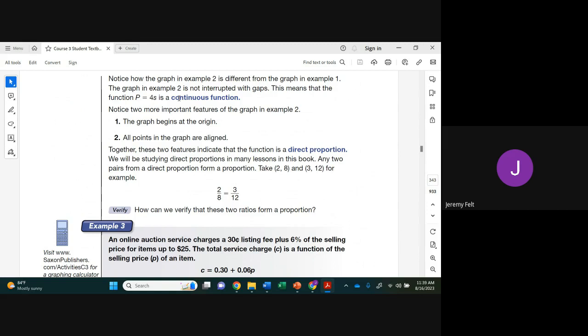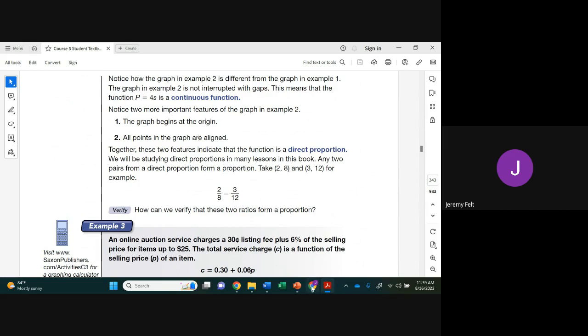The two features together indicate the function is directly proportional. A function can be a function and not be directly proportional. But if it's directly proportional, it has to go through 0, 0, or the origin, and it needs to be linear. So if it's got some sort of J or U shape and goes through the origin, it's not directly proportional. If it's linear but it doesn't go through the origin, then it's not directly proportional.